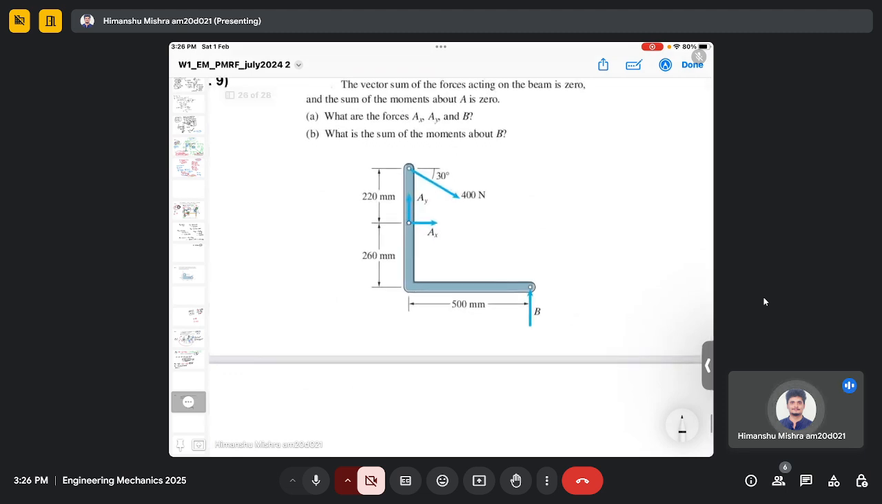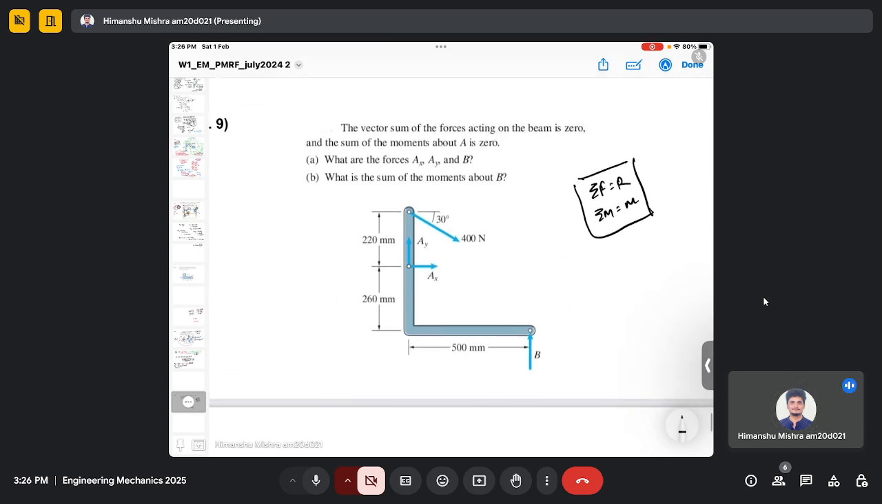You can see in all of the questions until now we have been using the same principle, that the summation of force is given by R and the summation of movement is, let's say, sum M, and we have been using these two coupled equations to calculate the unknown force and unknown movement. So this is the last question based on this. Then we will move to equilibrium.